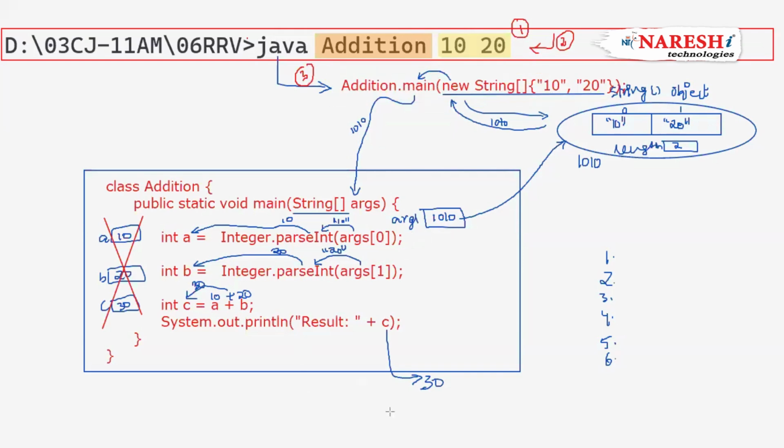Third step: the JVM prepares the command Addition dot main of new string array. Let me take a different color. Addition dot main of new string of 10 comma 20. Then what is the third step? New keyword.